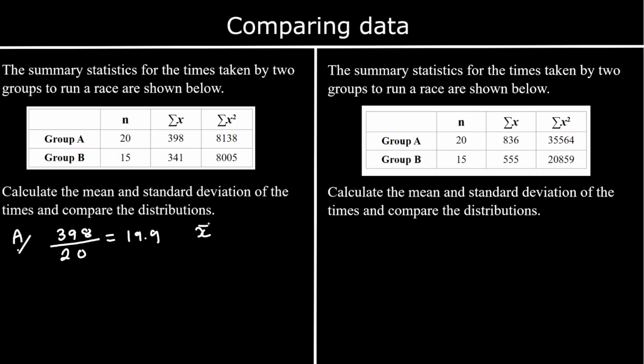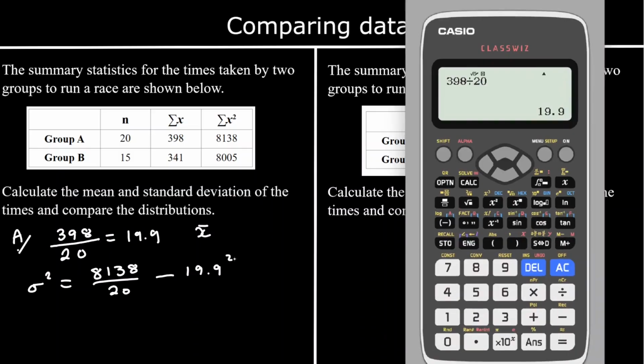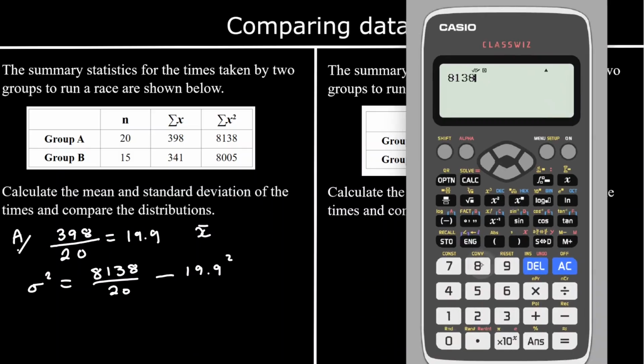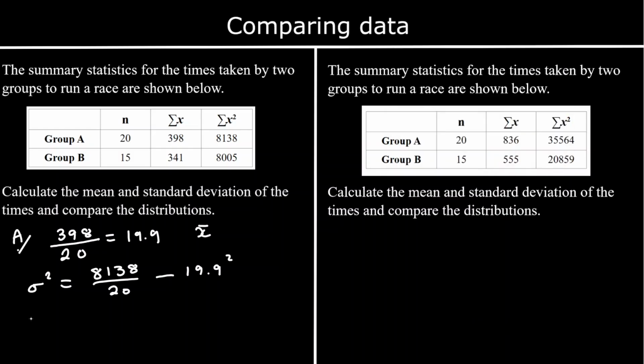So that's the mean. The standard deviation squared is the mean of the squares minus the square of the mean. So that's 8,138 over 20 minus the square of the mean, 19.9 squared. So that is the variance. If we square root it, we get the standard deviation, which is 3.3.